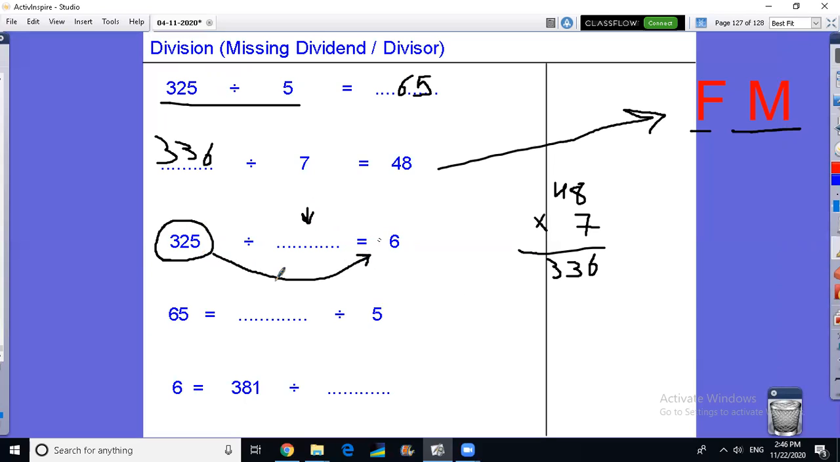And this is going to be the technique. Of course, you should know how to divide, as I agreed. There is a video to show you how to divide whole numbers or decimals. So 325 divided by 6.